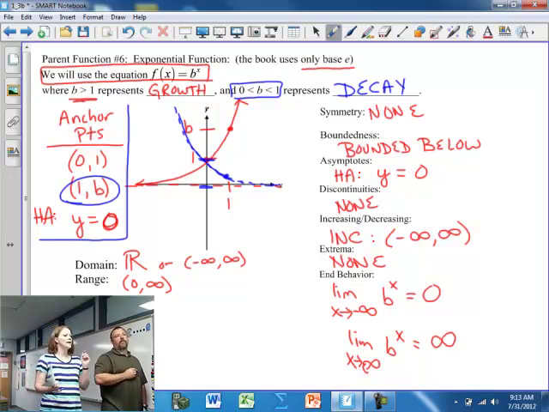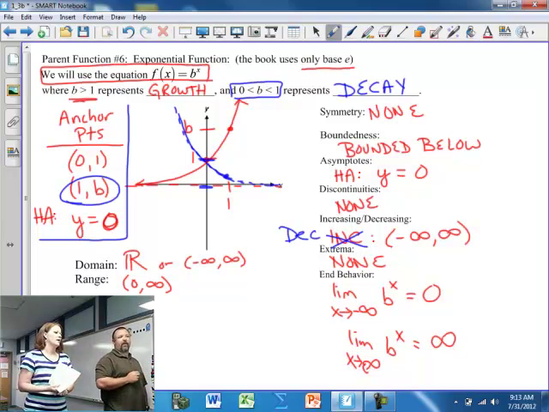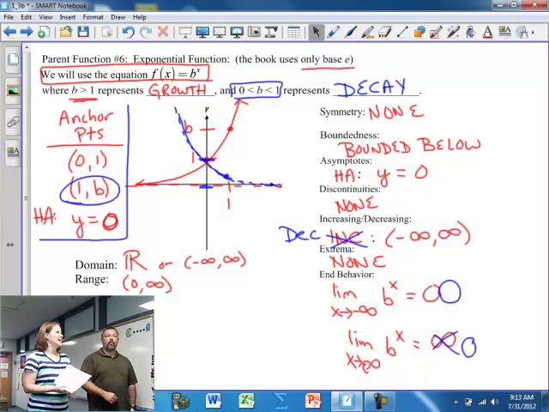The curve goes down. This is going to change our increasing and decreasing and our end behavior. It's decreasing on the entire domain, and the end behaviors are just going to be switched. So this will be infinity, and that will be 0. The basic concept is that the anchor points are the same for either function, depending on what value b has. And the anchor points would be the same if b was the natural number e as well.